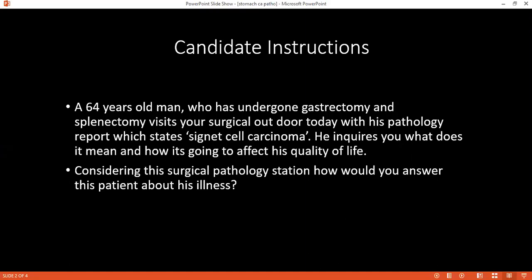Right. If you have read and understood, kindly tell me. Considering the surgical pathology station, how would you define the pathogenesis of this condition, this patient's pathology? Regarding the case scenario, the pathogenesis of the gastric carcinoma.